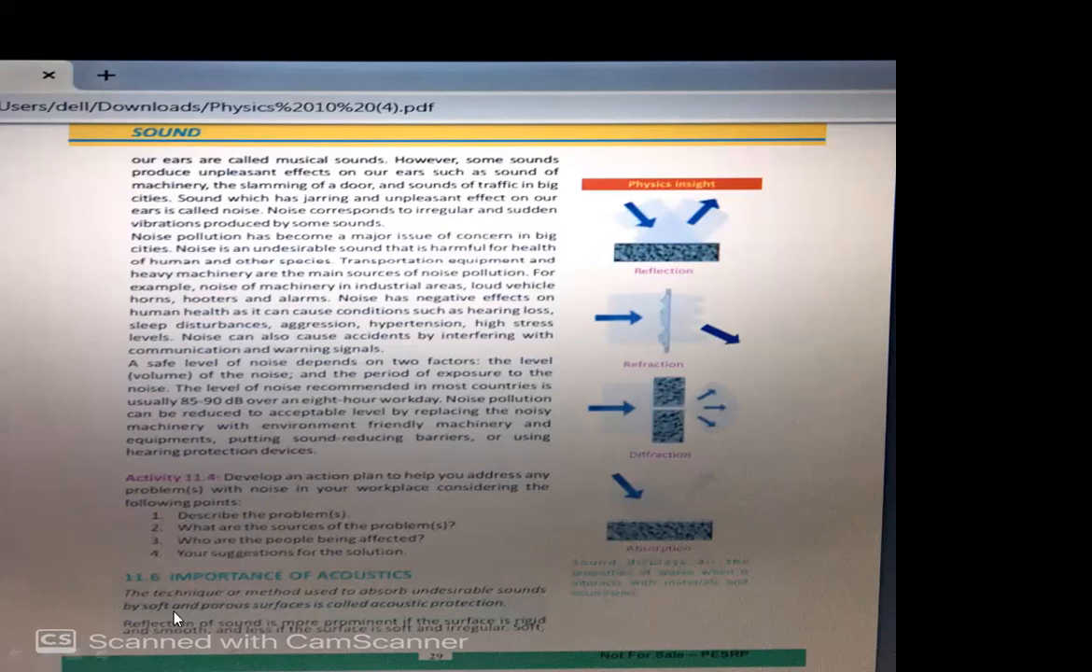Importance of acoustic: the techniques or method used to absorb undesirable sounds by soft and porous surfaces is called acoustic protection. Reflection of sound is more prominent if the surface is rigid. You can feel reflection very vividly if the surface is rigid or smooth. But if the surface is not rigid, then you will not feel it, or less so, if the surface is soft and irregular. Okay.